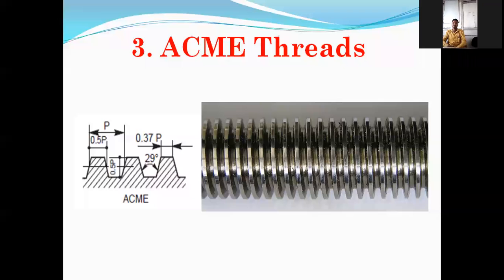Further, the acme thread. What is the angle of the acme thread? It is a very famous question from our machine drawing. 29 degrees. So here it is 29 degrees. 29 degrees is the angle.